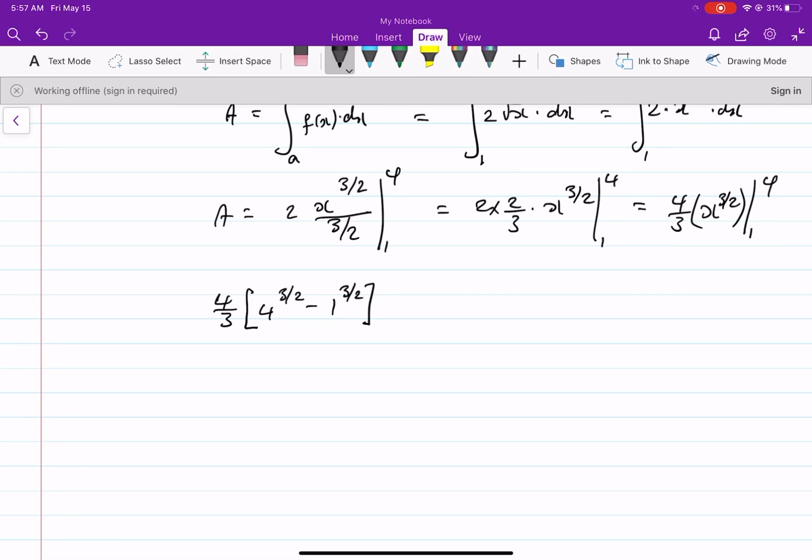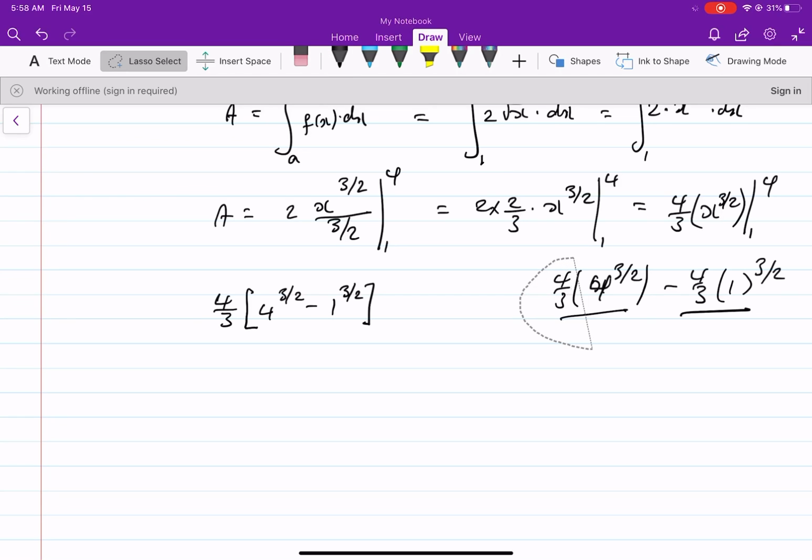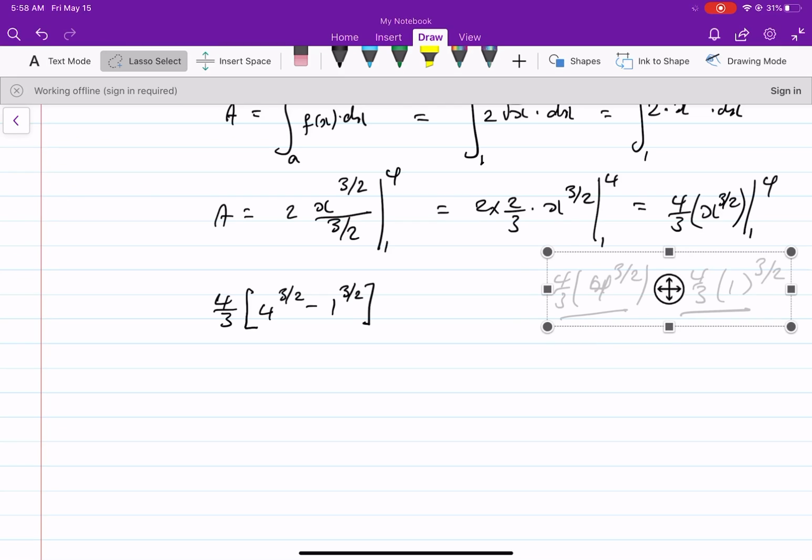I know, technically speaking, you could plug in the upper limit into the entire thing. So that would be 4/3 into 4 to the 3 halves minus 4/3 into 1 to the 3 halves. Well, if you look at that, 4/3 is common, which you could factor out. So I decided to factor it out from the beginning, right? So you can do that. As long as it's a constant, you can factor it out from the beginning and just plug your limits into the variable part.